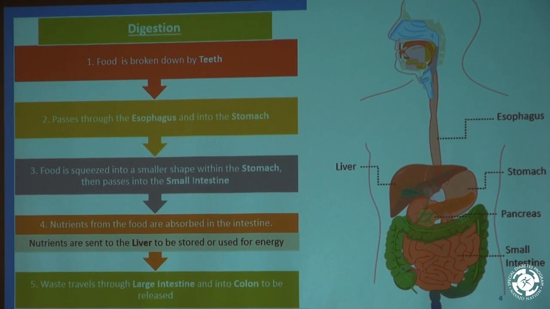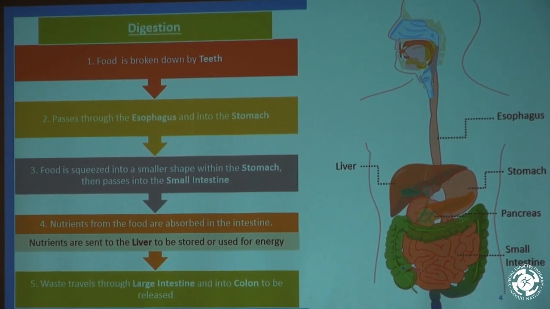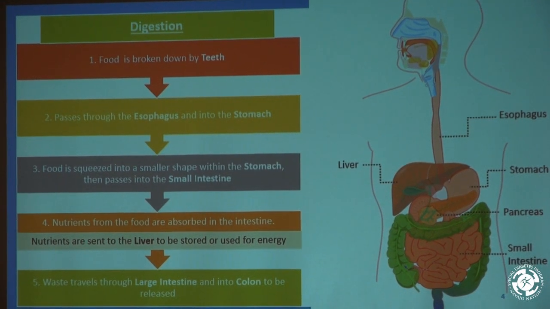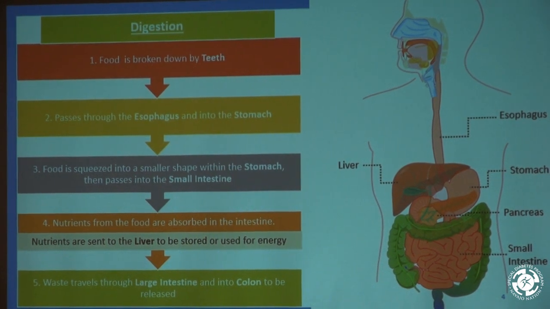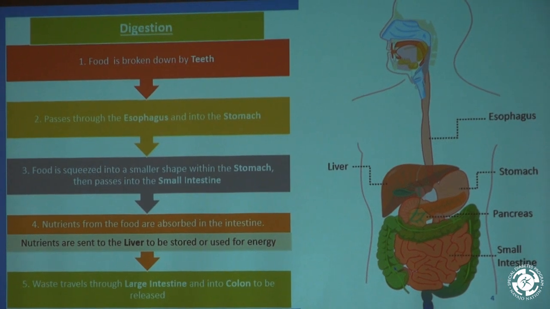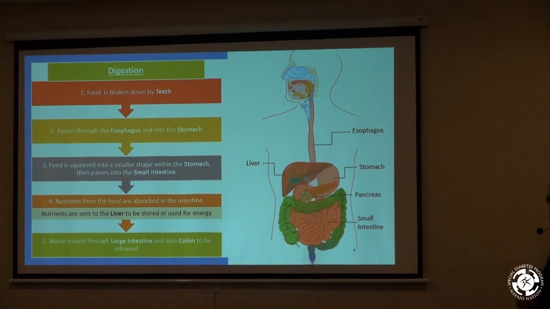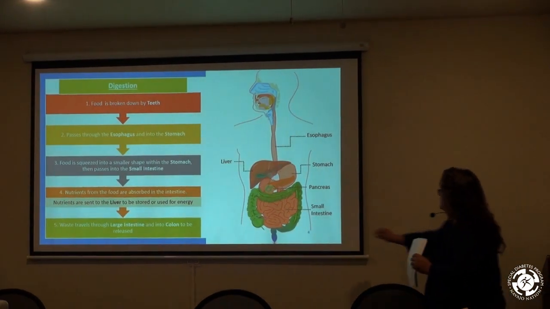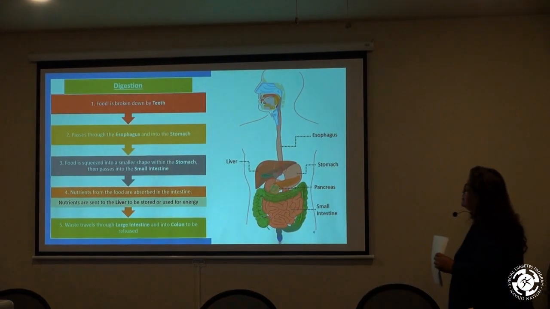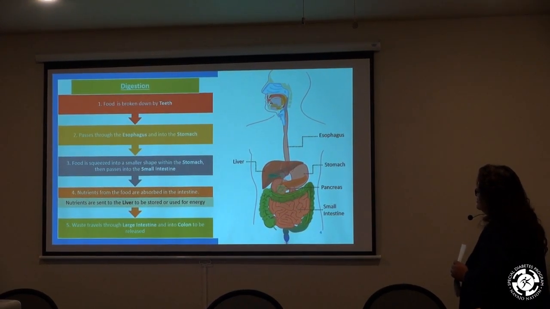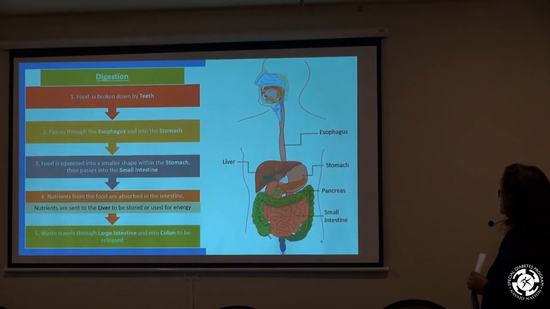Basically, what happens when we're looking at the digestive system is that first, food is broken down by our teeth, what we're eating. The next thing is it passes through the esophagus, so as you can see there, into the stomach. And third, food is squeezed into smaller shape within the stomach, and it passes into the small intestine, which is here. Nutrients from the food are absorbed into the intestine, and then after that, nutrients are sent to the liver to be stored and used for energy.